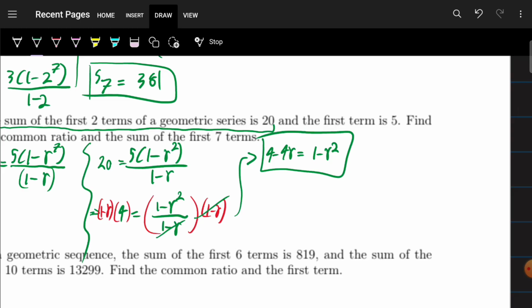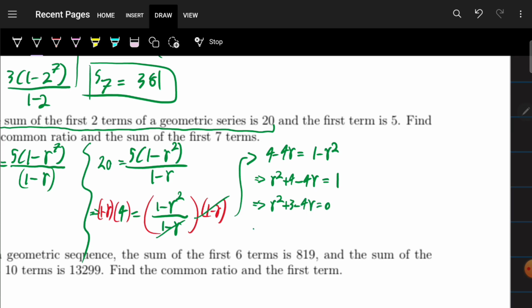We move everything to one side, set it equal to 0, and factor. Okay, so I'll add r squared to both sides. So that's going to give me r squared plus 4 minus 4r equals 1. Subtract 1 from both sides. We get r squared plus 3 minus 4r equals 0. Rearrange just so that it's in order of the powers: r squared minus 4r plus 3 equals 0. Okay, so we get this expression.